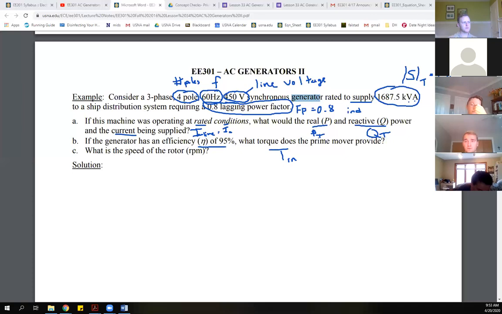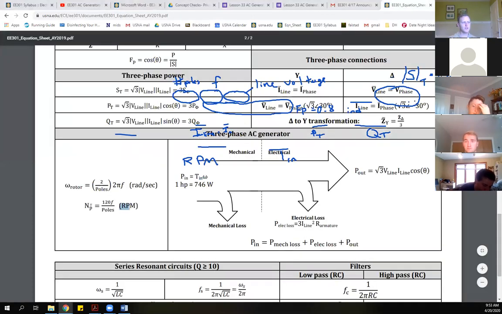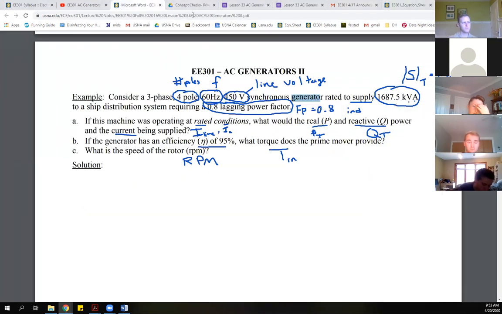So what is the speed of the rotor in RPM? That's just RPM on the equation sheet, but it's actually N_P, so we could also write N_P equals RPM, right? And that's what we're solving for. It's units in RPM. So the first one, if it's operating with these conditions, what would be the real and reactive powers?